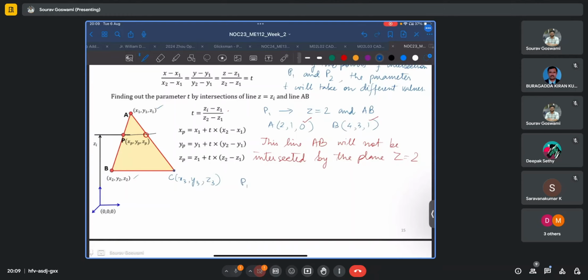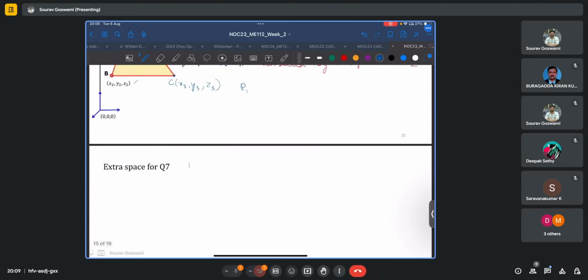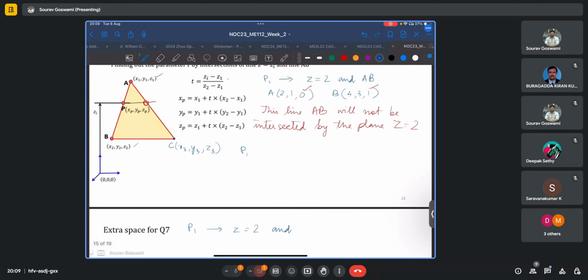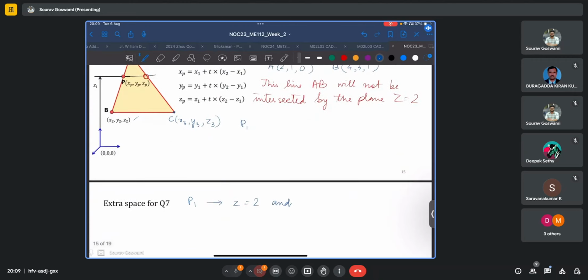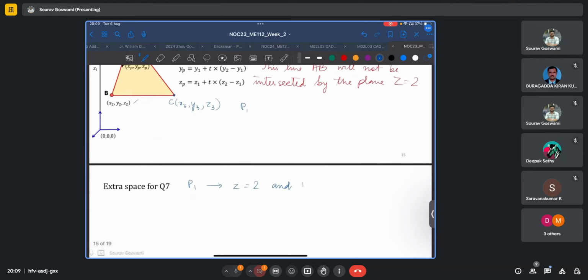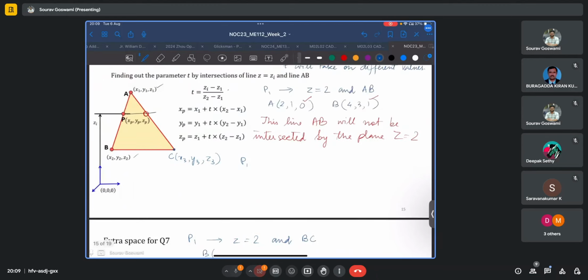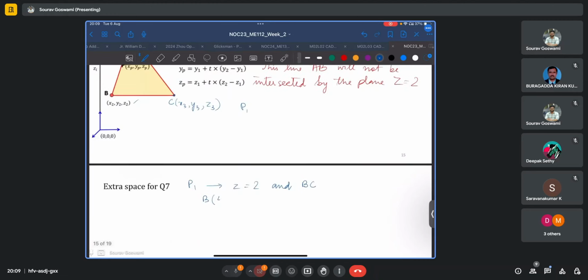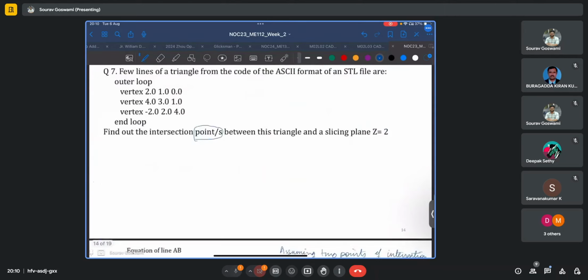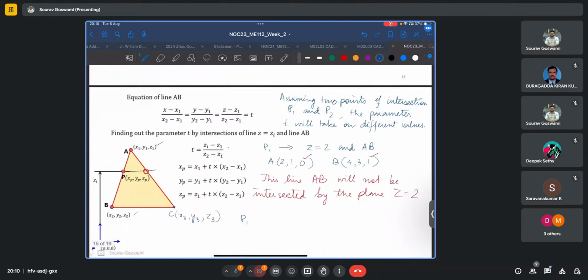So we now go for the second case, where we find the intersection between z equals 2 and the line BC, where B has the coordinates 4, 3, 1 and C has the coordinates minus 2, 2, 4.